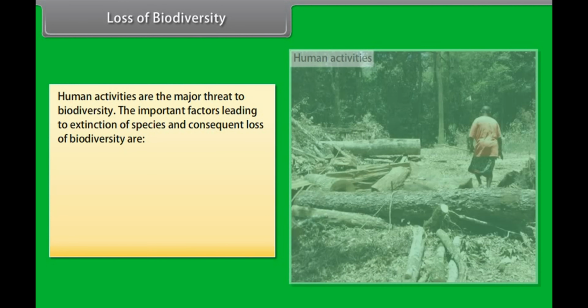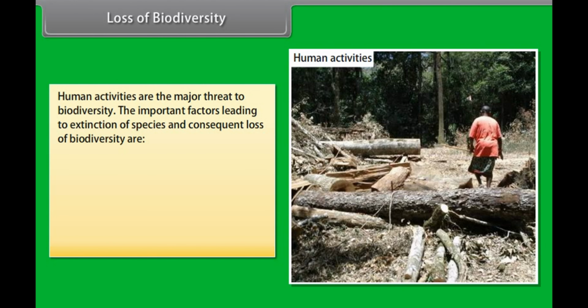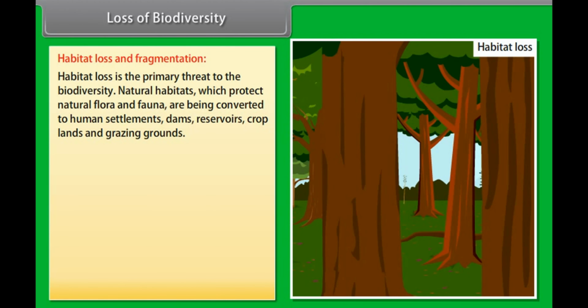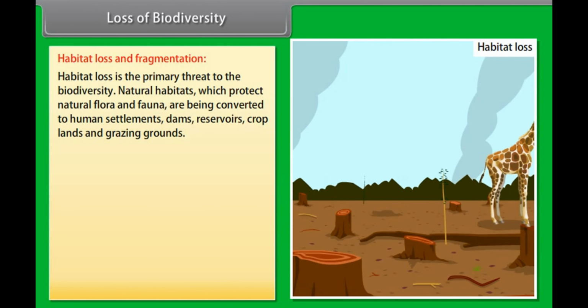Loss of biodiversity. Human activities are the major threat to biodiversity. The important factors leading to extinction of species and consequent loss of biodiversity are habitat loss and fragmentation, overexploitation, alien species invasions, and co-extinctions. Habitat loss and fragmentation. Habitat loss is the primary threat to the biodiversity.